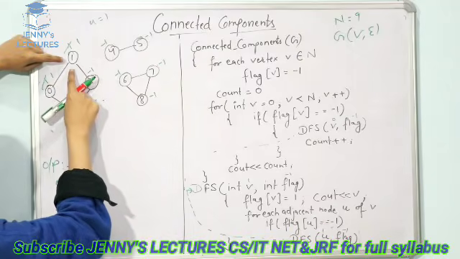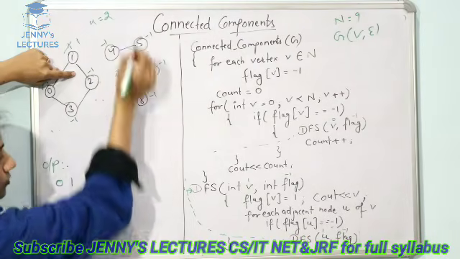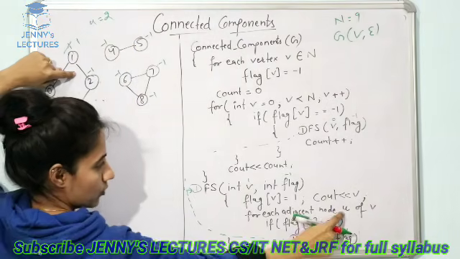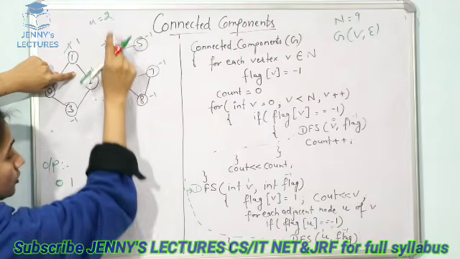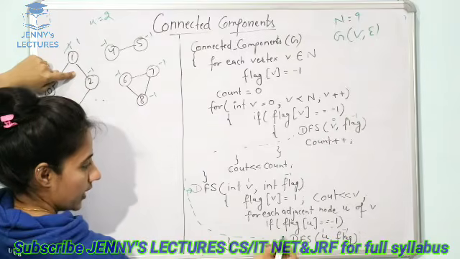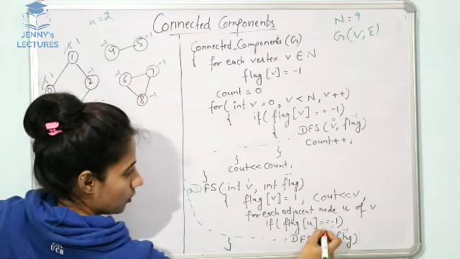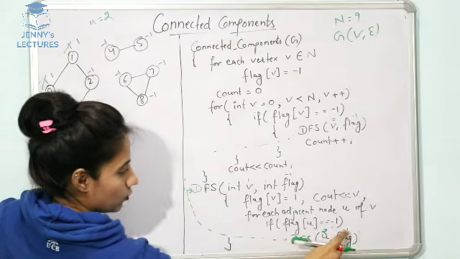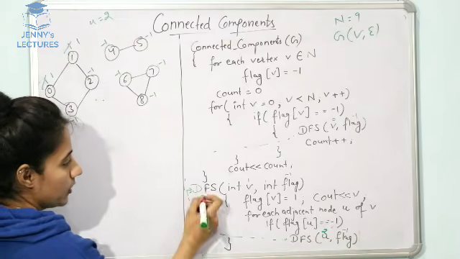Now let us take adjacent node 2. Now our u becomes 2. Flag of u, suppose we are taking 2, now u is 2. Flag of 2 is -1. Yes, this is -1. In that case, again DFS would be called. Here we have u value 2 and flag is -1. Again DFS will be called recursively.